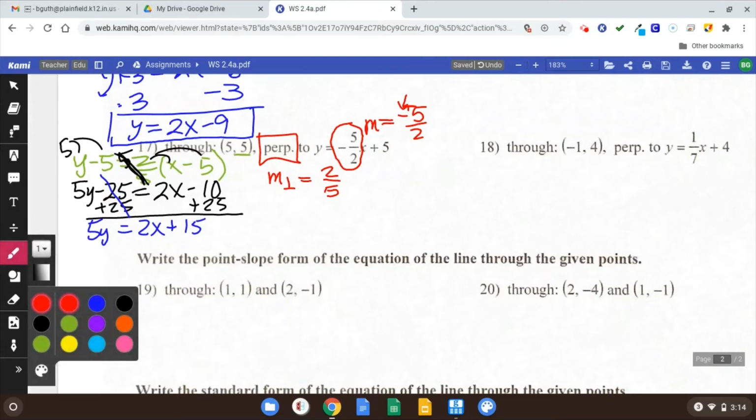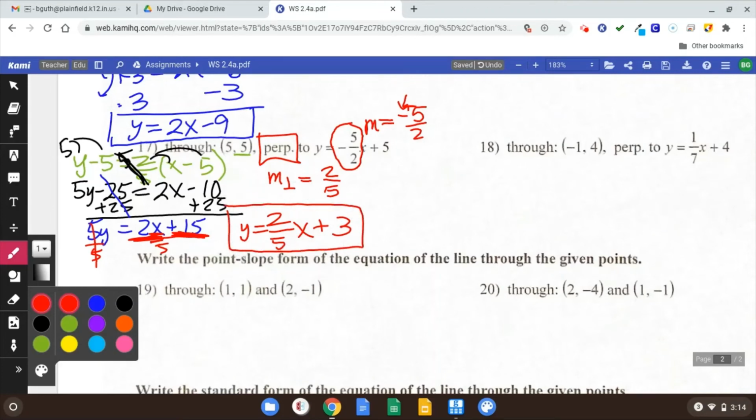Last step would be to divide by 5, right? Divide by 5. And that cancels out the 5, gives you y by itself. But then you have this fraction right here, right? You're going to have 2 divided by 5, so 2/5 x. And then you're going to have to divide this one by 5. 15 divided by 5 is 3, so plus 3. Y equals 2/5 x plus 3.